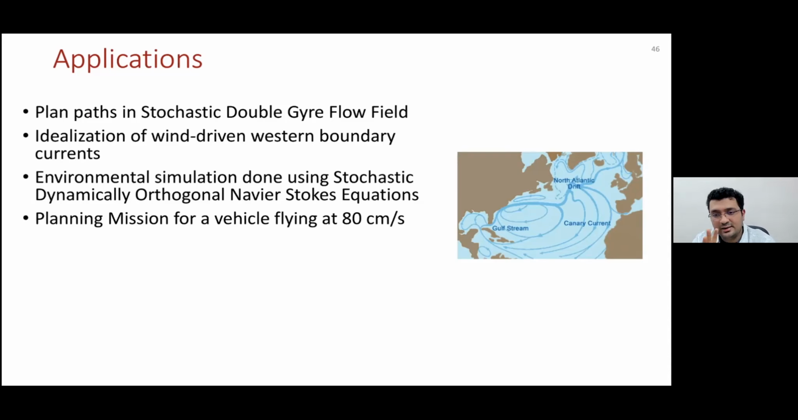And we are planning a mission of a vehicle that is flying at 80 centimeters per second. Based on our experience, the max flow is around 200 centimeters per second. So that's really the challenge over here.